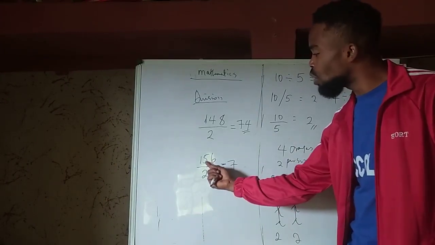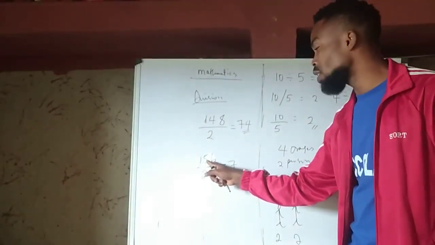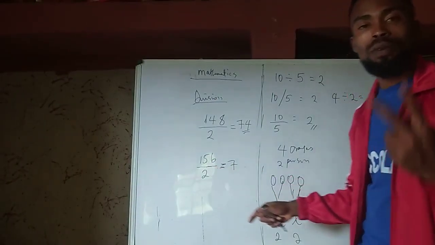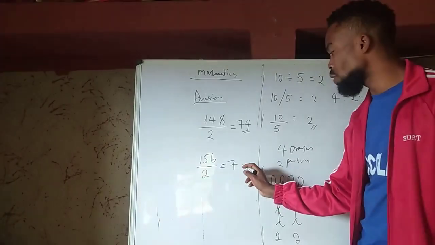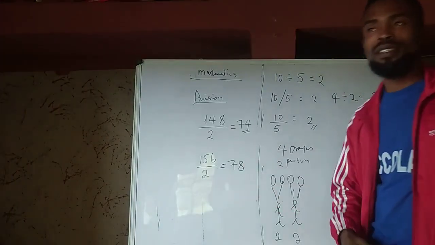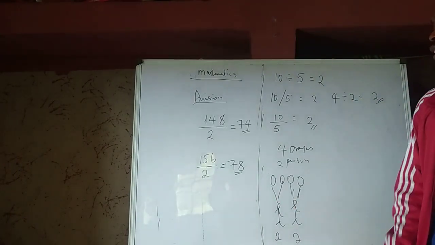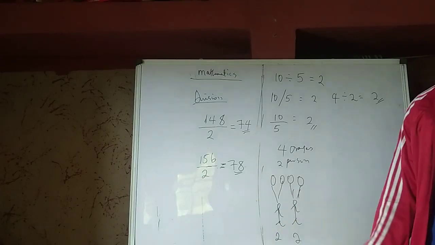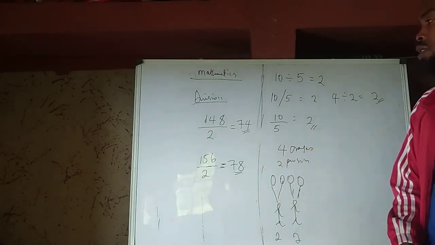Then we take the one that is left and add it to 6. It will become 16. Then 16 divided by 2 is going to give us what? 8. 16 divided by 2 gives us 8. So you see we have 78 in this division. So this is basically what division is all about.